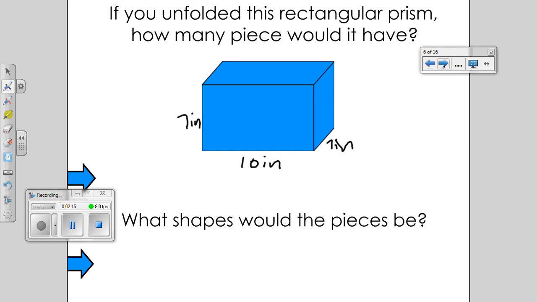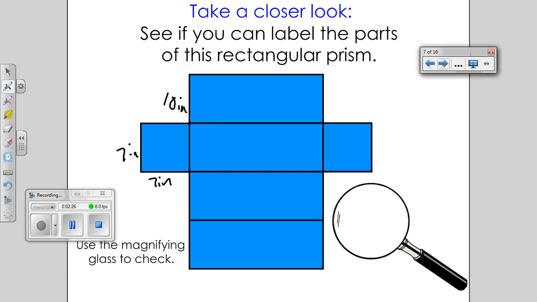Alright, right here, this is a rectangular prism. Notice I put side lengths on it, and it should have the same number of faces as a cube, but the difference here is we have rectangles and we have a square. So right here, how many squares do we have? We have 2 squares and 4 rectangles. So squares are the same. We've already done that one.